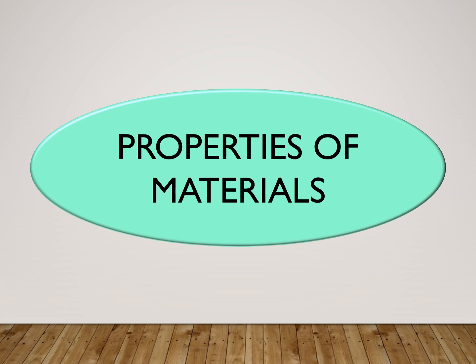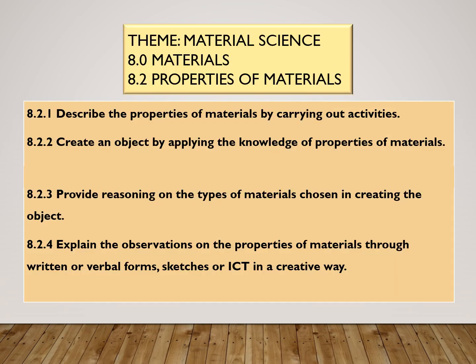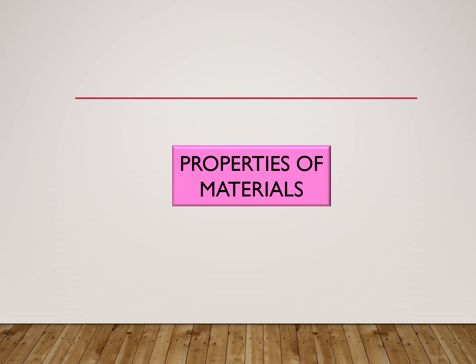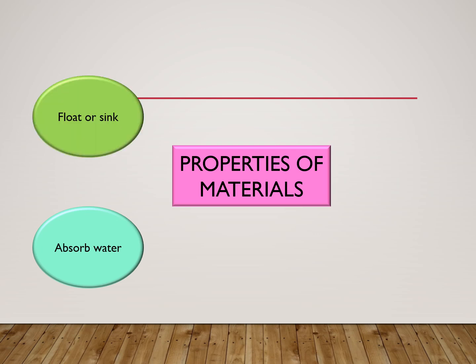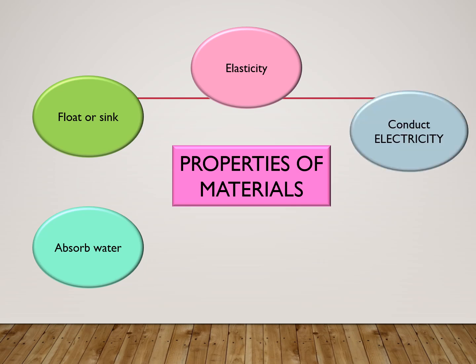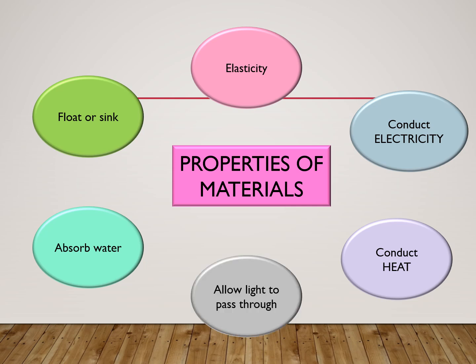Today we are going to learn about properties of materials. So these are the objectives that you have to achieve for today's lesson. There are 6 properties of materials that we are going to learn today. They are materials that absorb water, materials that float or sink, materials that are elastic, materials that can conduct electricity, materials that can conduct heat, and materials that allow light to pass through.